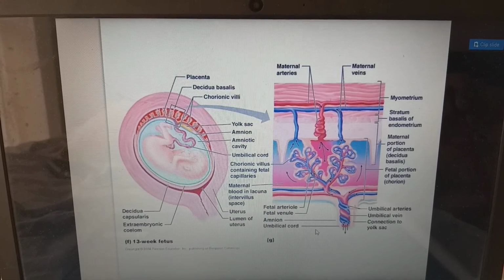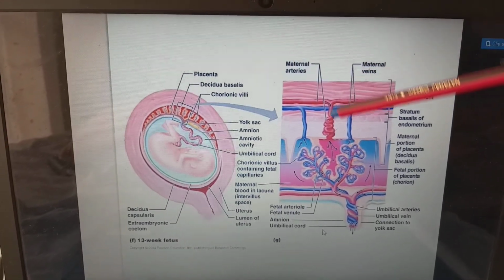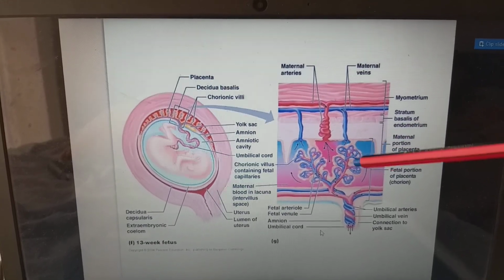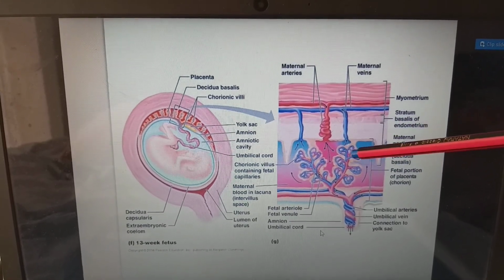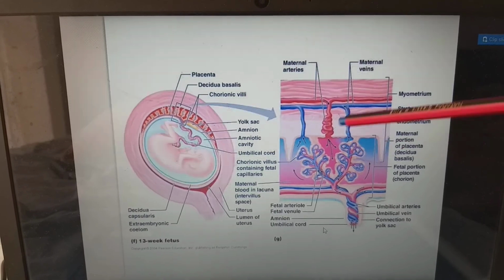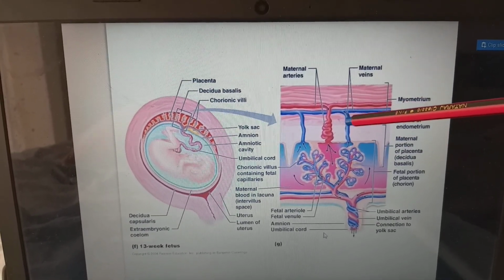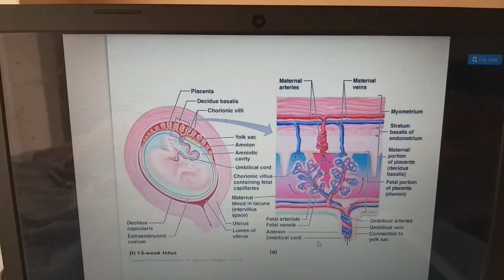In this picture also, it is clear how the maternal arteries and veins are connected with the fetal ones. So there is no direct connection. Everything is passed through diffusion only. There is no direct physical connection between the maternal veins and the fetal veins or arteries.